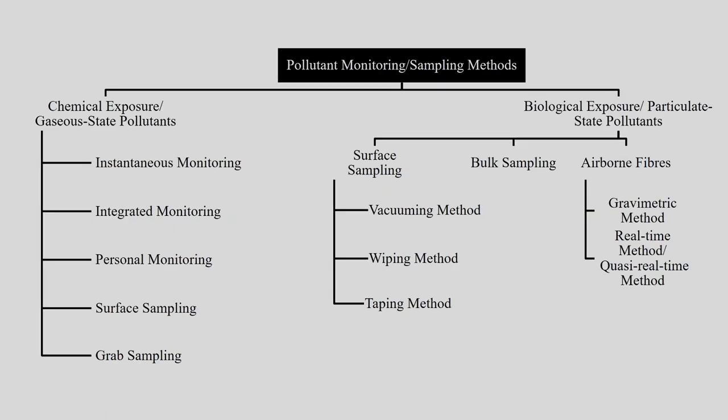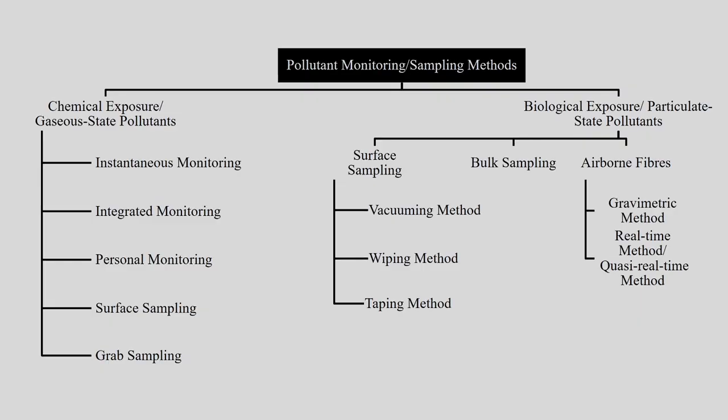Now coming to pollutant monitoring and sampling methods, because you understand what things are available. Now you need to measure or monitor the pollutants available in the indoor air environment. Okay, so if we talk about chemical exposure and biological exposure, we may have very specific methods or sampling techniques or pollutant monitoring processes. If we talk about chemical exposure or gaseous state pollutants, we have an instantaneous monitoring system, an integrated monitoring system, a personal monitoring system, surface monitoring or surface sampling, and grab sampling.